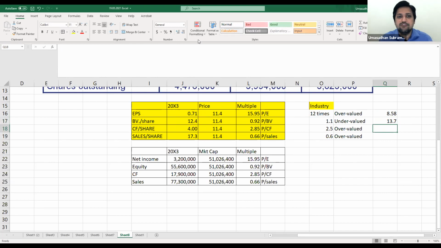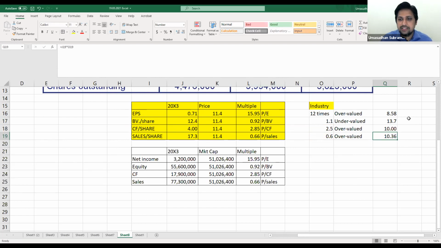So what about cash flow per share? How do you calculate it for the next one? Cash flow per share based on the price to cash flow multiple. What should be the stock price? 4 times 2.5. That's right. So cash flow per share times 2.5 is going to give you 9.99. 10. So it should drop from 11.4 to 10. And then based on the price to sales, sales is this times 0.6, stock price should be 10.36.